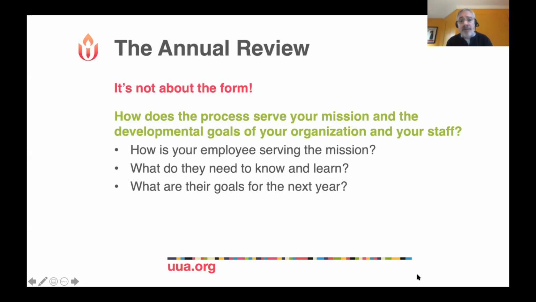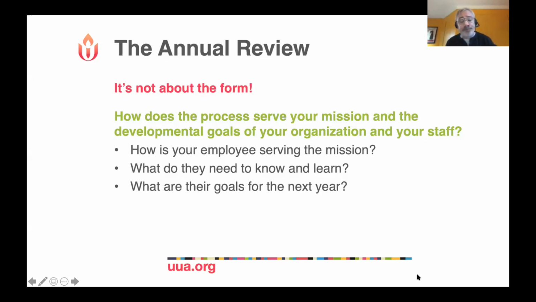So ask yourself these questions, and these are the questions that we use at the UUA on our staff evaluation forms. How is your employee serving the mission of the UUA? So question number 1 for your annual review form could be, how is your employee serving the mission of the congregation? Question number 2, what do they need to know? And this is a chance to summarize the feedback that you've spoken about over the course of the year.